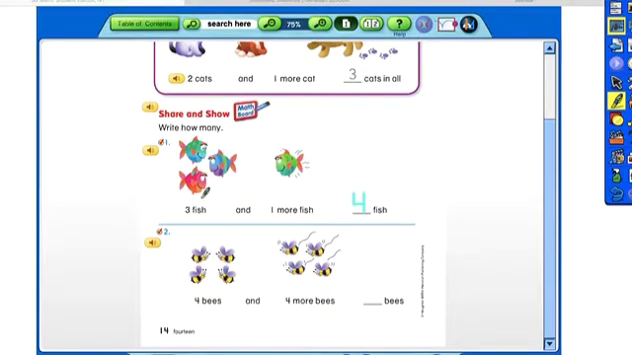I would like for you to go ahead and write that with me as a math sentence. So it would be 3 plus 1 equals 4. And this is really important. Did anybody notice where I wrote the plus sign? Right over the word and. When we're doing math, anytime we hear the word and, that is a big clue that we need to add.